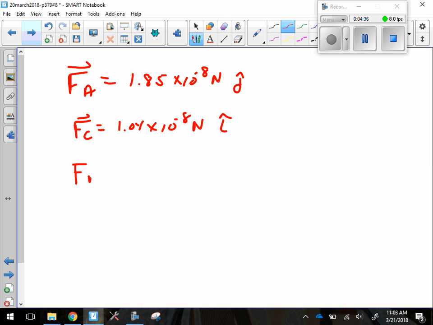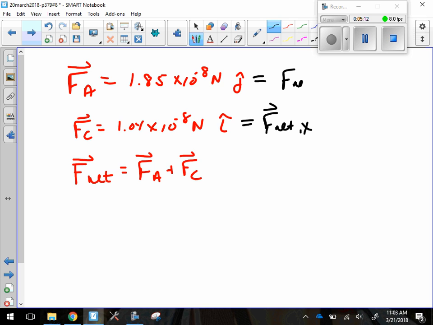And remember that our F net is the vector sum of all the forces that are acting on B. And so this is the superposition principle, where we're taking the objects in pairs and figuring out what that gravitational pull is between those pairs. Because we've only got two forces and because they point in perpendicular directions, FC is going to give us F net X and FA is going to give us F net Y.